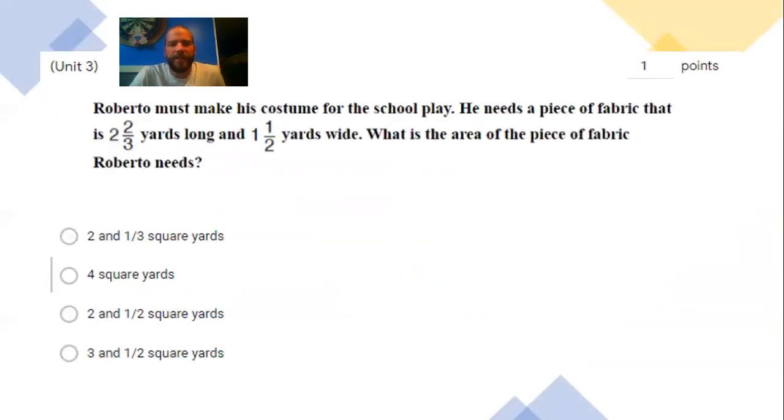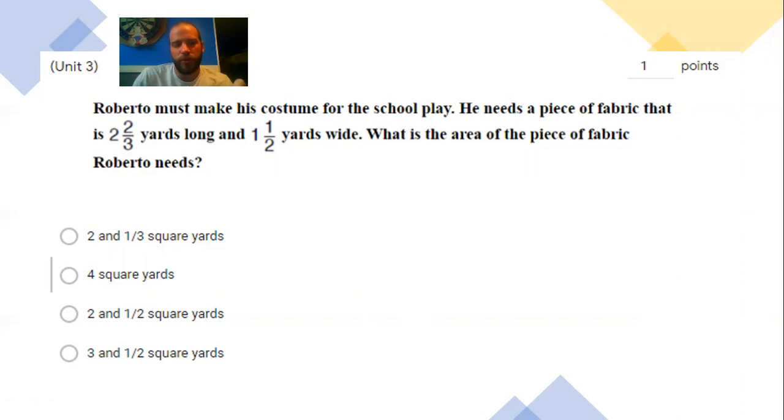Roberto must make his costume for the school play. He needs a piece of fabric that is 2 2/3 yards long and 1 1/2 yards wide. What is the area? So you're just multiplying 2 2/3 by 1 1/2. You have to first turn them into improper fractions.